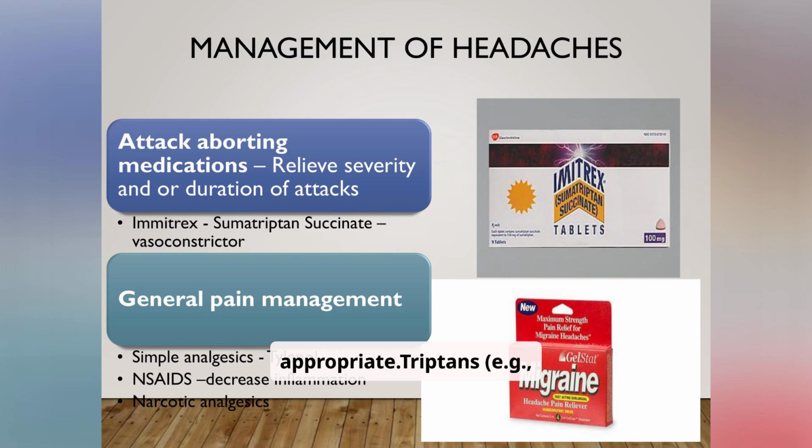Triptans, e.g., Imitrex, work by constricting dilated vessels. NSAIDs reduce inflammation. Acetaminophen is for mild pain. Opioids are reserved for last-line cases. Caution: overuse can lead to rebound headaches. Educate patients on safe usage.